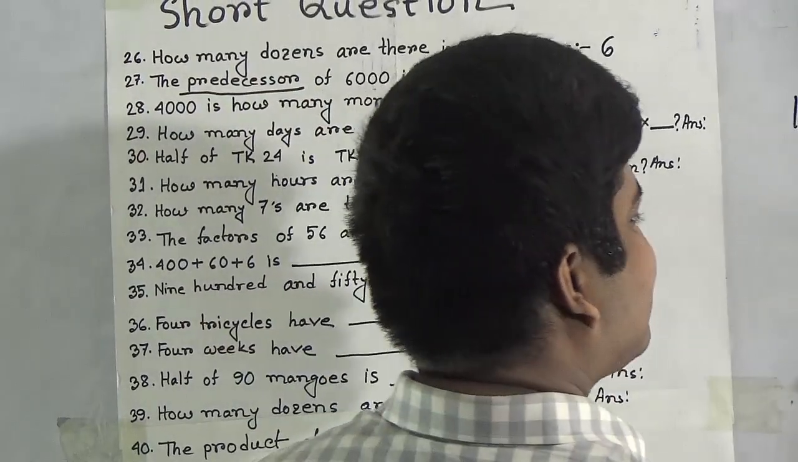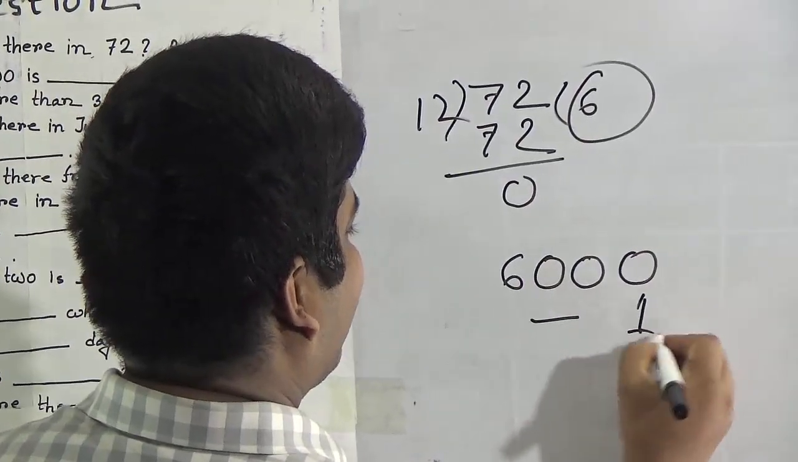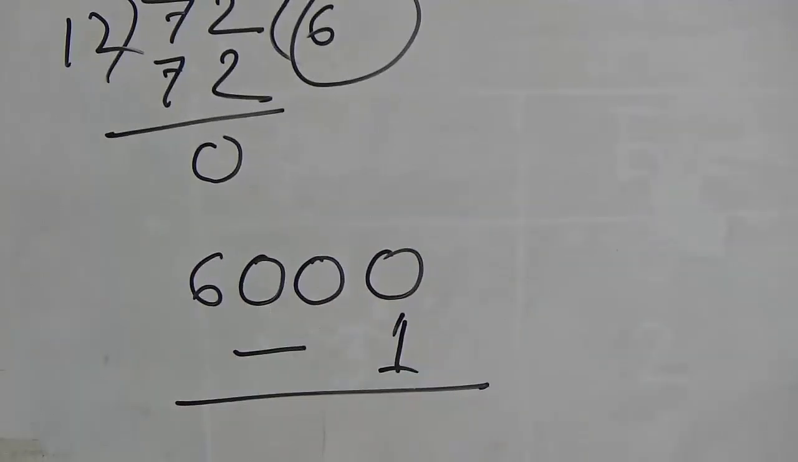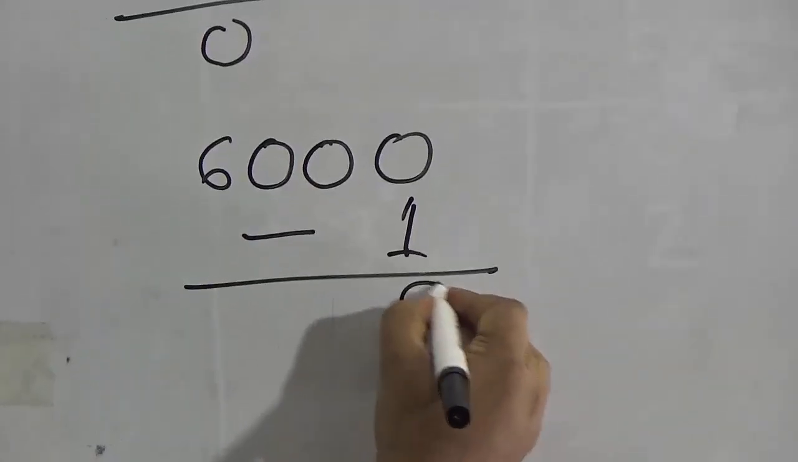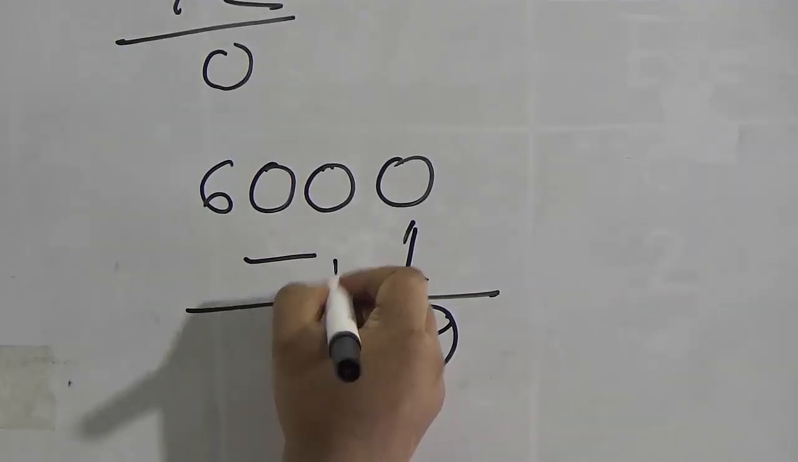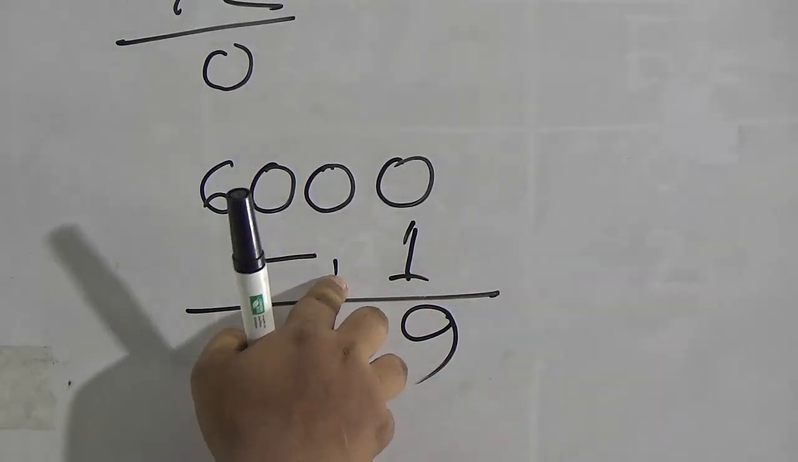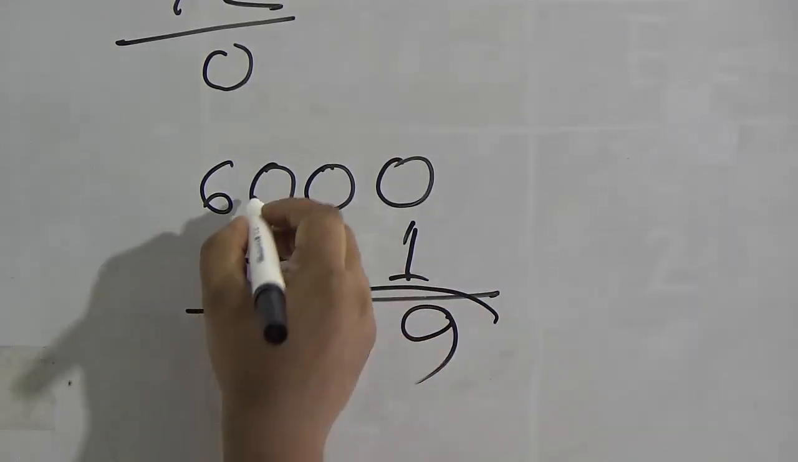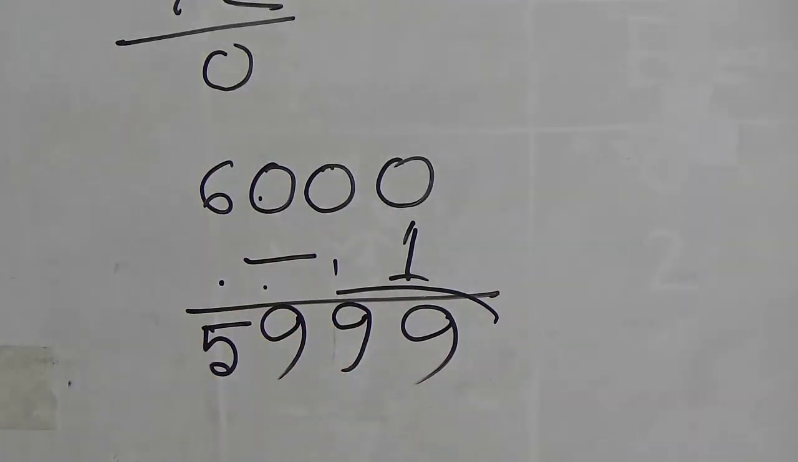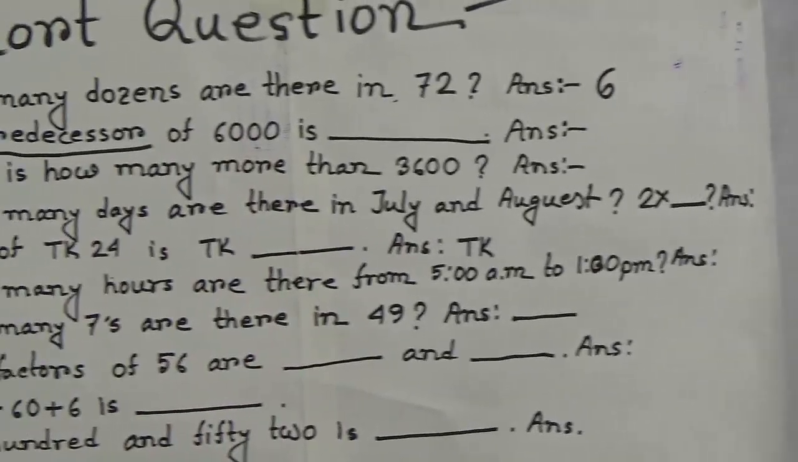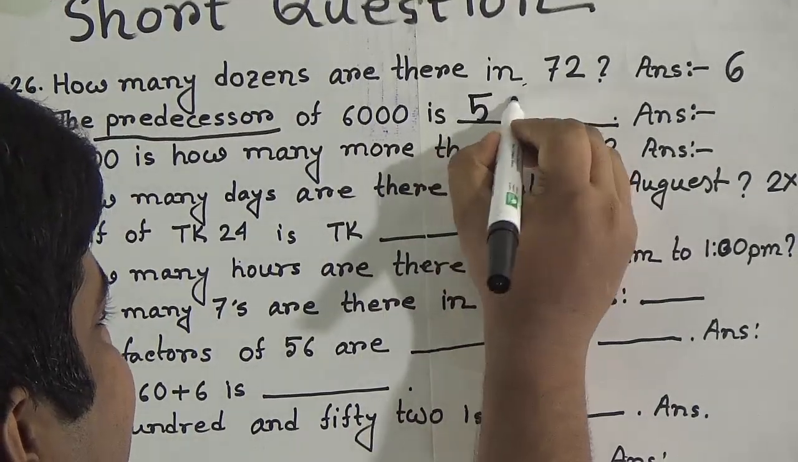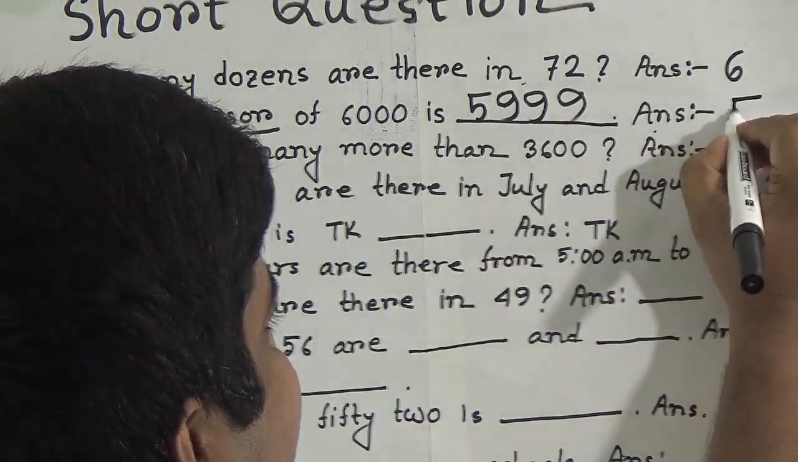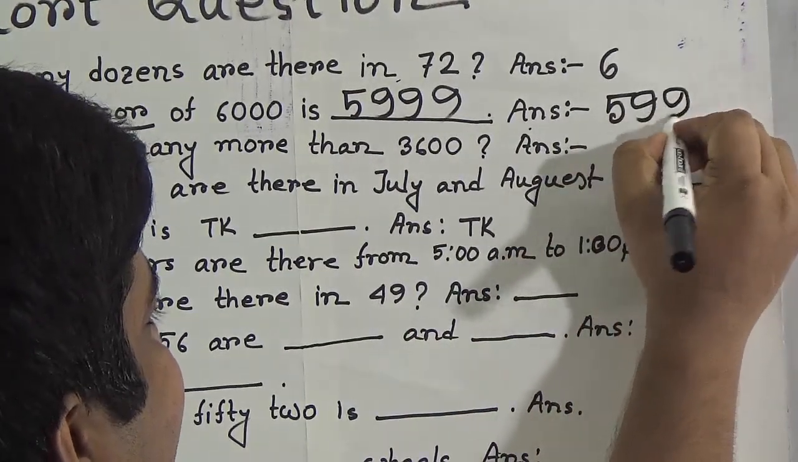So, 6000 minus 1. As 0 is less than 1, we consider this 0 will be 10, and 1 from 10 it will be 9. Then 9 and again 9, and it will be 5. So the predecessor of 6000 is 5999. So in the answer we write 5999.